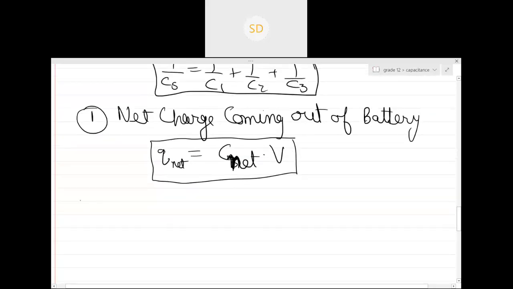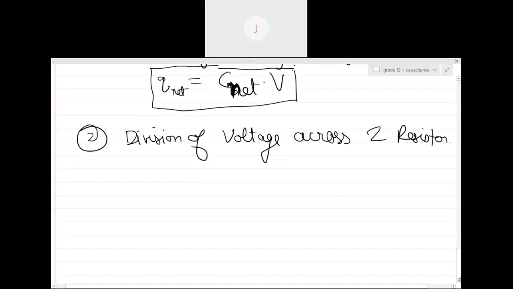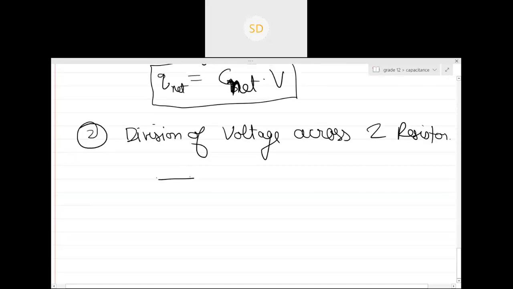Okay. This is the charge. This trick for division of voltage is not that important, but still I'll give you. By the way, this is the trick.